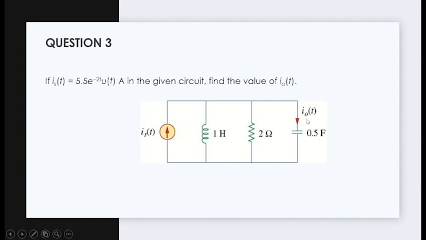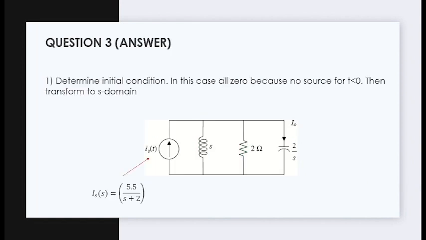So you need to solve for this one. Again, we take similar steps as the previous questions. First we have to transform the circuit into the S domain and include all the initial conditions in the circuit. In this case, all the initial conditions are 0 because there are no sources for t less than 0. And the final S domain circuit is as shown here.